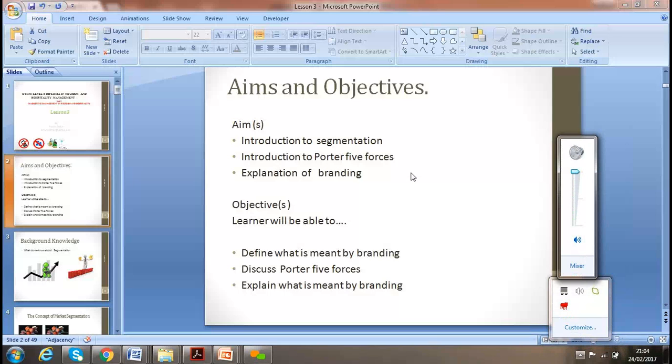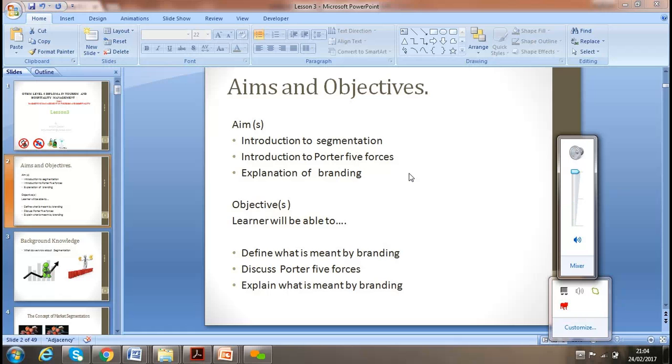Brilliant, well done. We learned about the SWOT analysis. What does SW stand for? Strengths and weaknesses. And what type of environment do the SW represent? The internal environment. And OT are the opportunities and threats, which are the external environment.